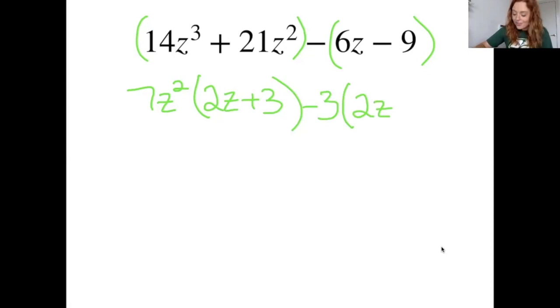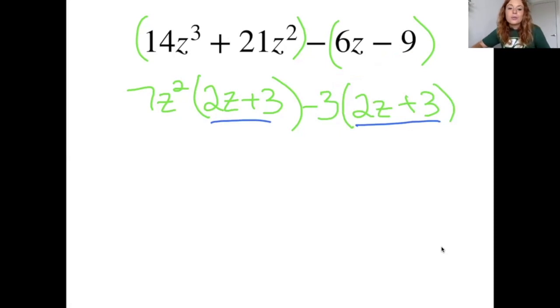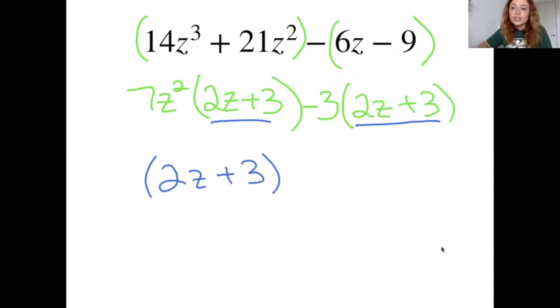Then negative 3 times what would give me negative 9? We have to watch those signs again. Negative 3 times positive 3 would give me negative 9, which is perfect. That's exactly what we wanted, because we should see a common binomial when we're done factoring by grouping. So we see that common binomial, and we're going to drop that down one time. So we have 2z plus 3 as my first factor.